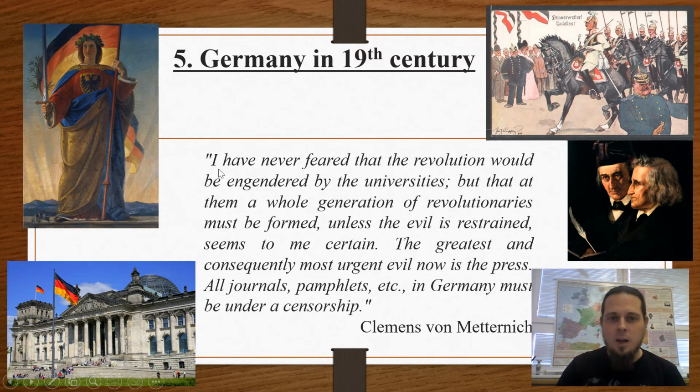Clemens von Metternich: I have never feared that the revolution would be endangered by the universities, so supported. But at them, a whole generation of revolutionaries must be formed, unless the evil is restrained. Seems to me certain. The greatest and consequently most urgent evil now is the press. All journals, pamphlets, etc. in Germany must be under censorship.